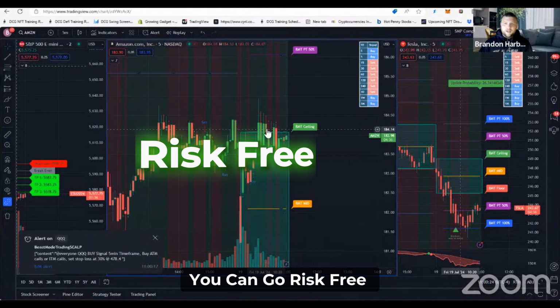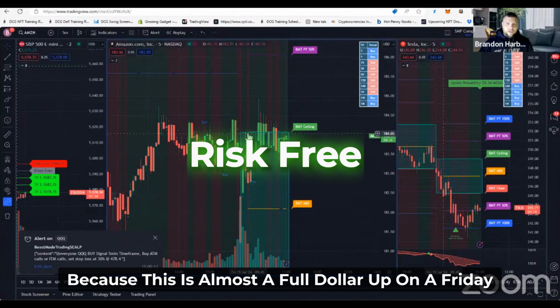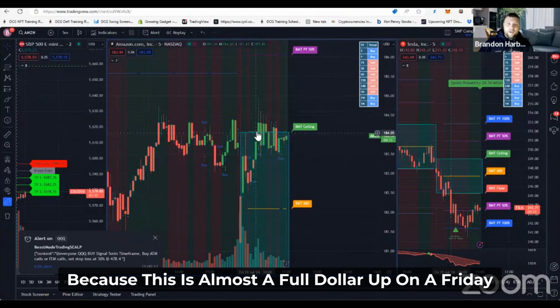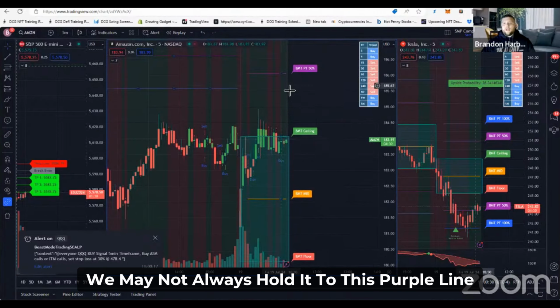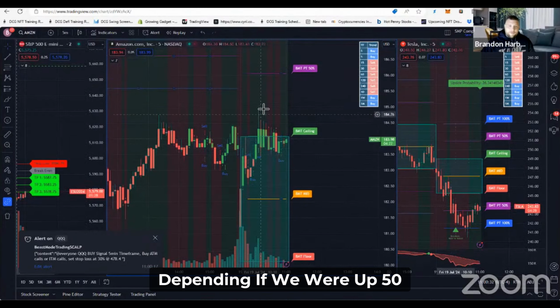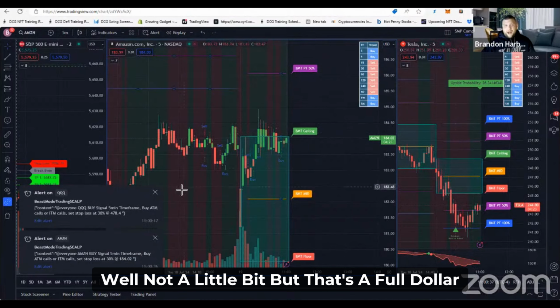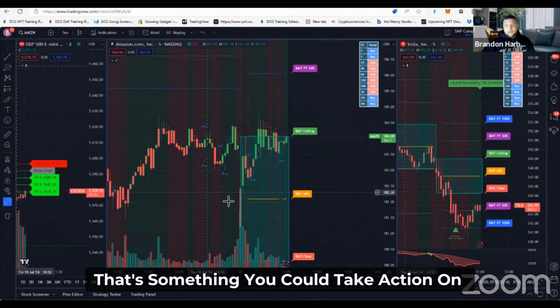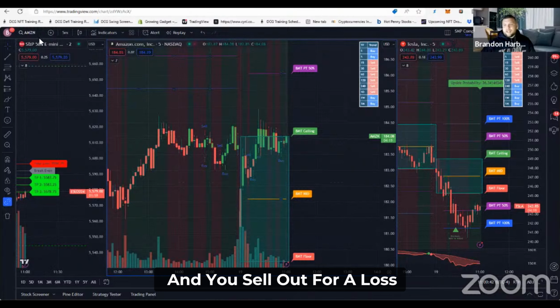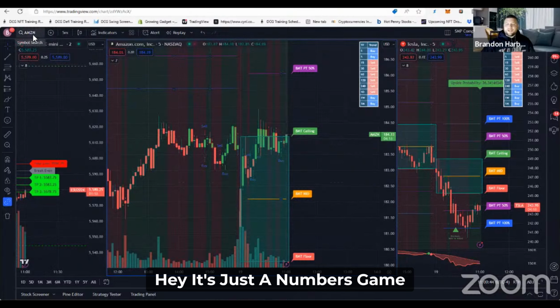You could go risk-free. There are some people that even took this, because this is almost a full dollar up. On a Friday, we may not always hold it to this purple line, depending if we were up 50, 60% on that. Well, not a little bit, but that's a full dollar. That's something you could take action on. Regardless, if you're still holding it and you sell out for a loss, hey, it's just a numbers game.